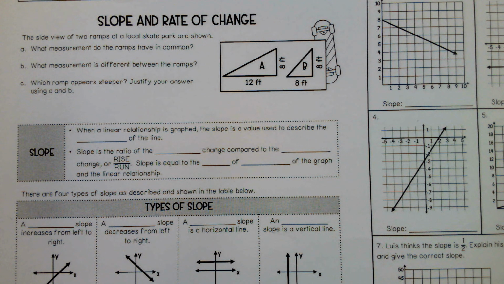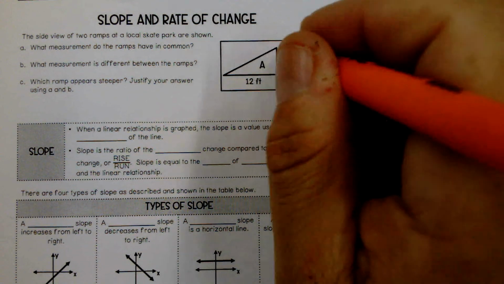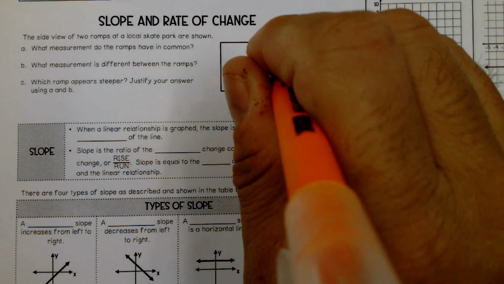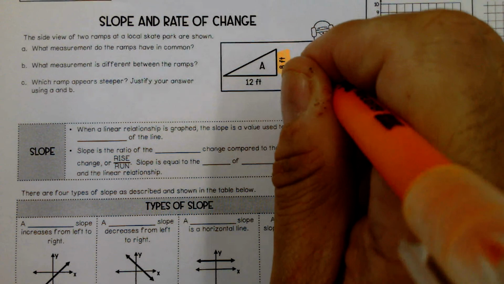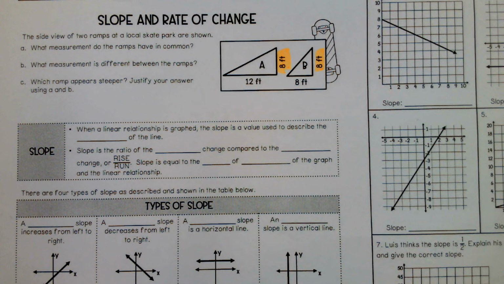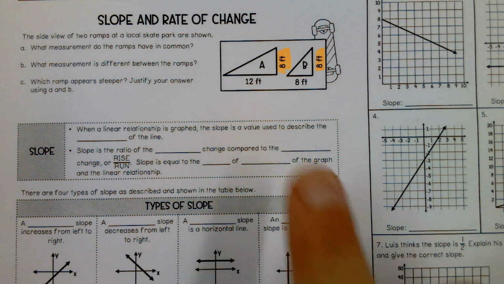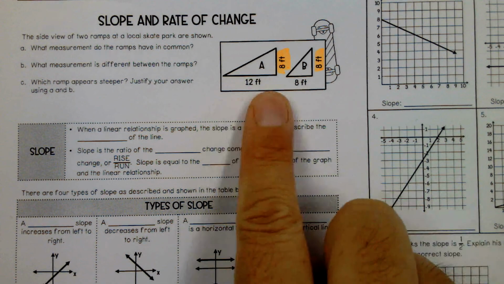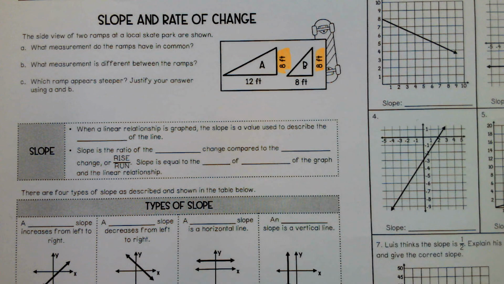It says, what measure do the ramps have in common? Do you notice it? Yes. The height. They both have a height of 8 feet. Okay. So that height is 8 feet. The vertical distance is different.